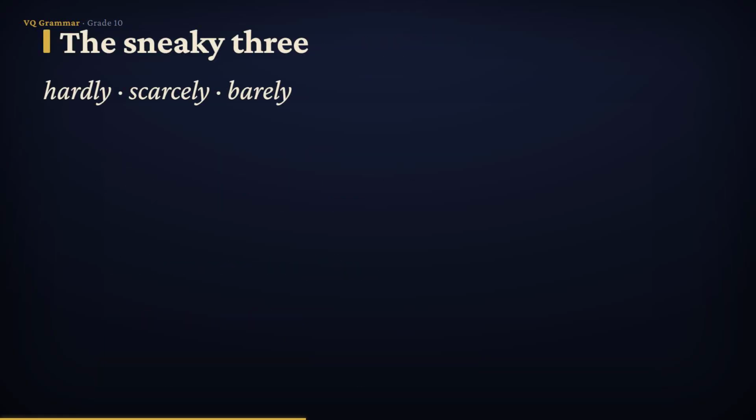That's the whole move. Now here comes the sneaky part of this lesson, the part that trips up even careful writers. Three words are already negative in meaning, even though they don't look negative at all. Hardly, scarcely, and barely. Hardly means almost not. Scarcely means almost not. Barely means almost not. So if you pair one of them with another negative, you have built a double negative without ever noticing.